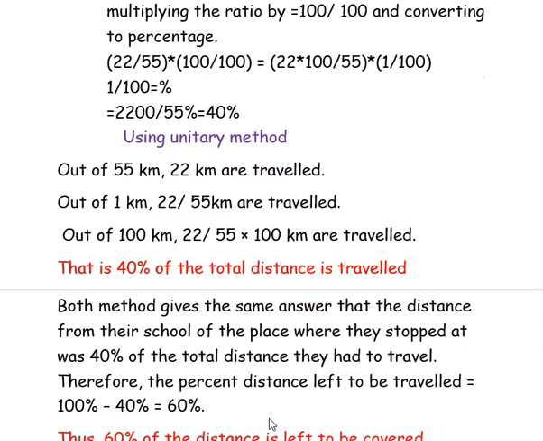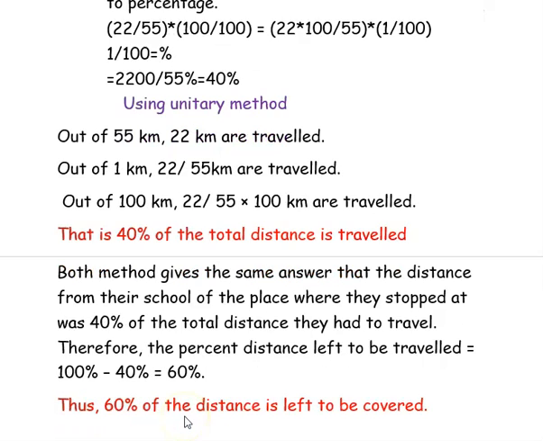Now how much of the remaining distance do they have to travel? So 100 minus 40, that is, they have to travel 60%. So 60% of the distance is left to be covered. Hope you have understood how to find the percentage using these ratio and proportion methods. Thank you for watching the video.